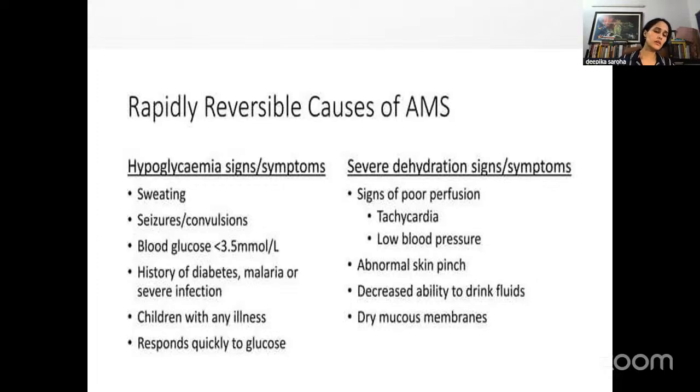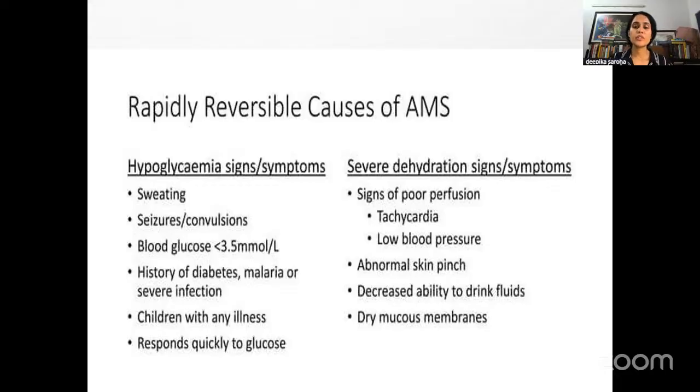You should monitor the blood glucose level, history of diabetes, any malaria, fever with altered behavior. Any other severe infection should always be ruled out. Children with any illness are more prone to hypoglycemia. They respond rapidly to glucose administration.